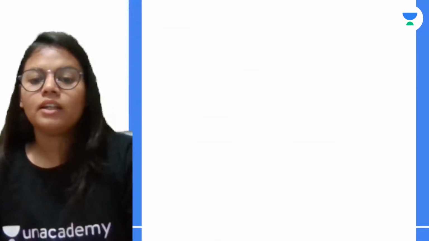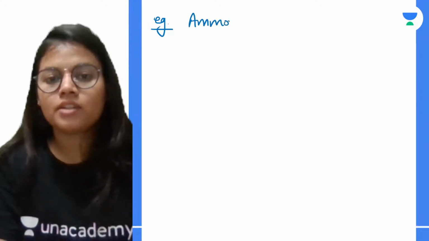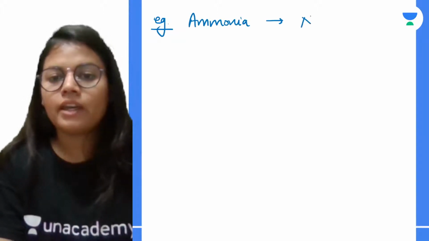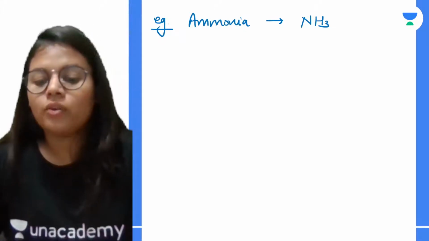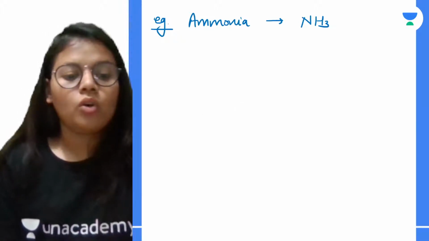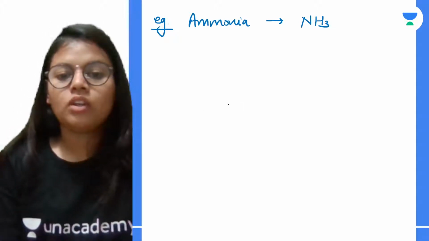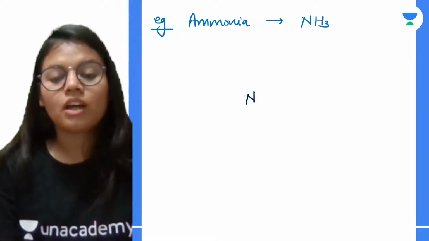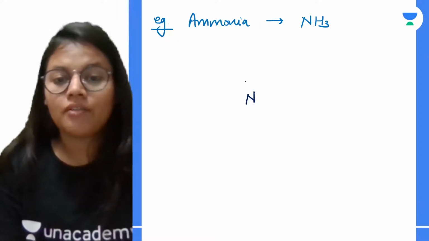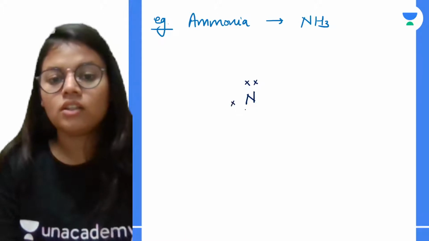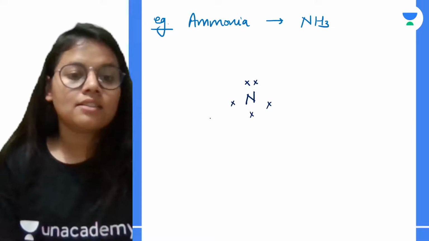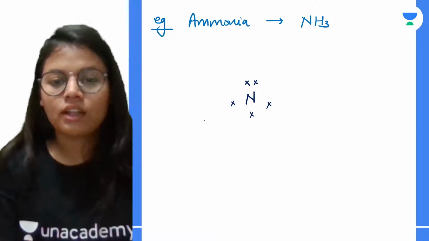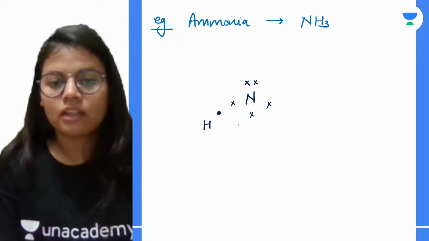Correct. Similarly, let's take the case of ammonia. Ammonia, what is it represented as? It is represented by NH3. Now let us try to see how this molecule is formed. तो if I talk about ammonia, यहाँ नाइट्रोजन होगा, तो नाइट्रोजन के आउटर मोस्ट शेल में we are having 5 electrons. So 1, 2, 3, 4 and 5 electrons. Okay, next is 3 hydrogen. तो तीनों hydrogen let us represent it like this.